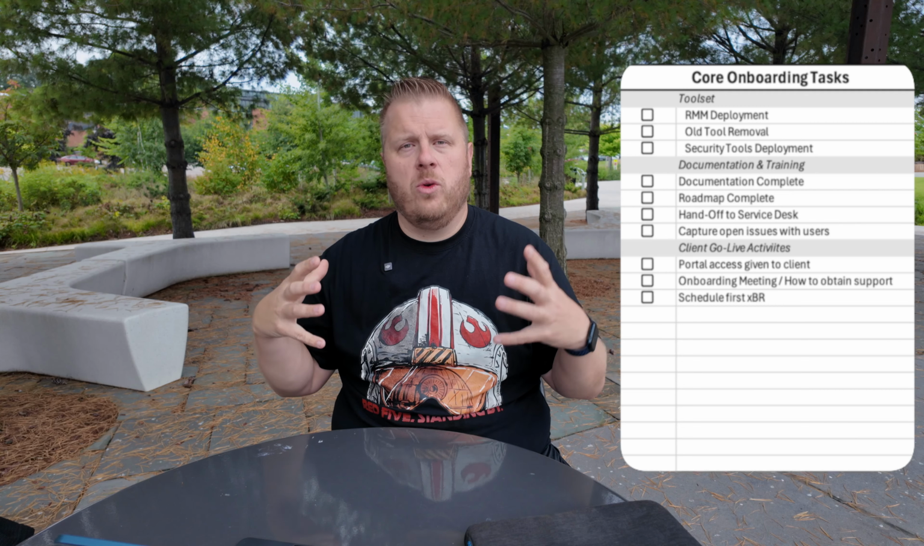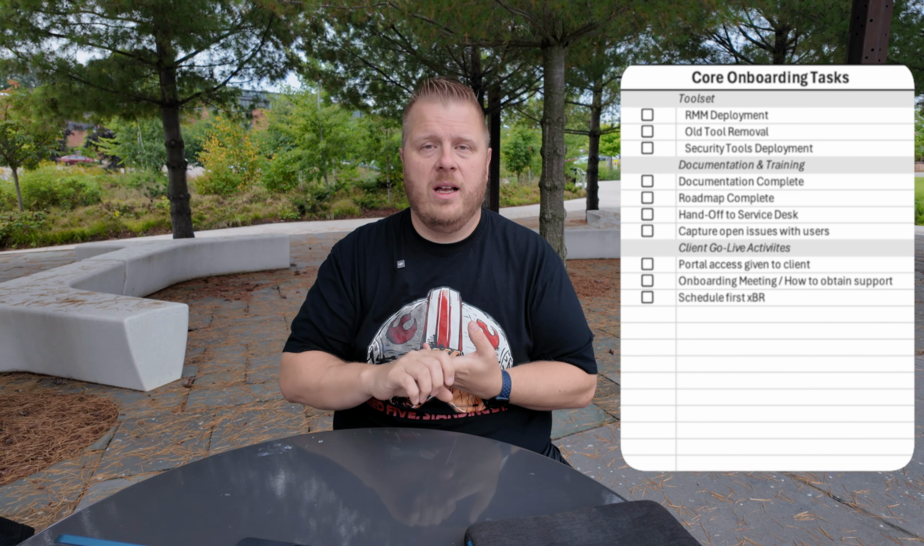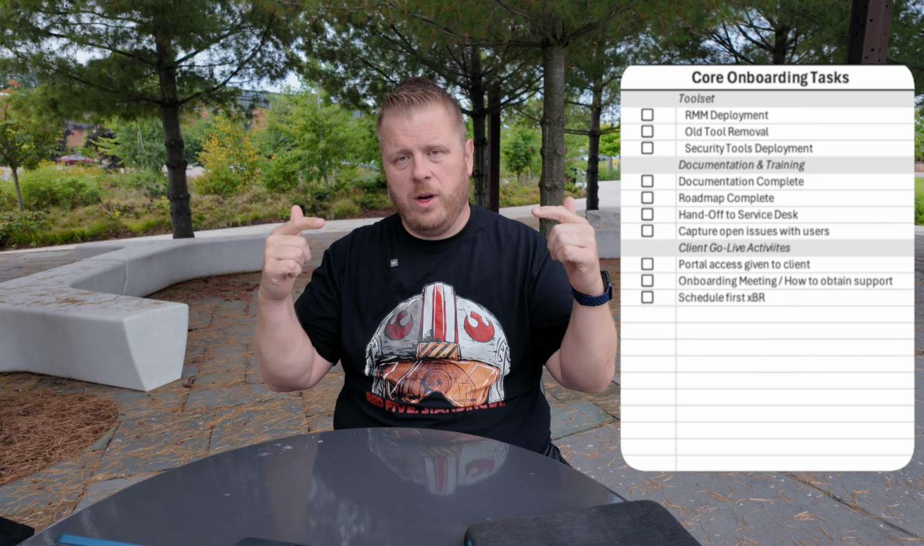And then lastly on this checklist is a whole section on core onboarding tasks, right? Deploying your tools, doing the documentation, client go live. Basically the idea is that if you're working your way through your onboarding process and you're checking things off as you go, you're in a pretty good spot. Secondarily, in this spreadsheet is a whole section for project plan. You can actually kind of copy and paste some of those information into your PSA.